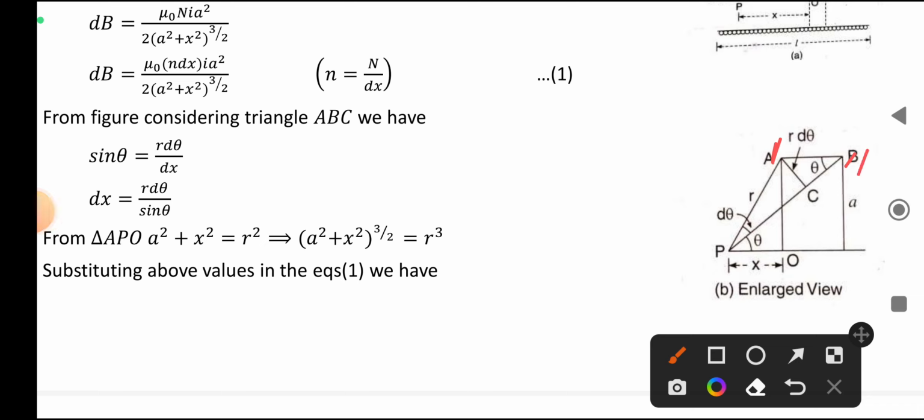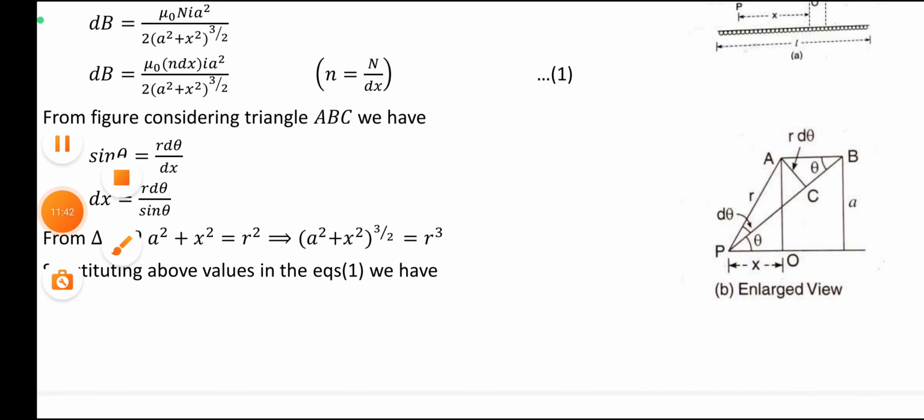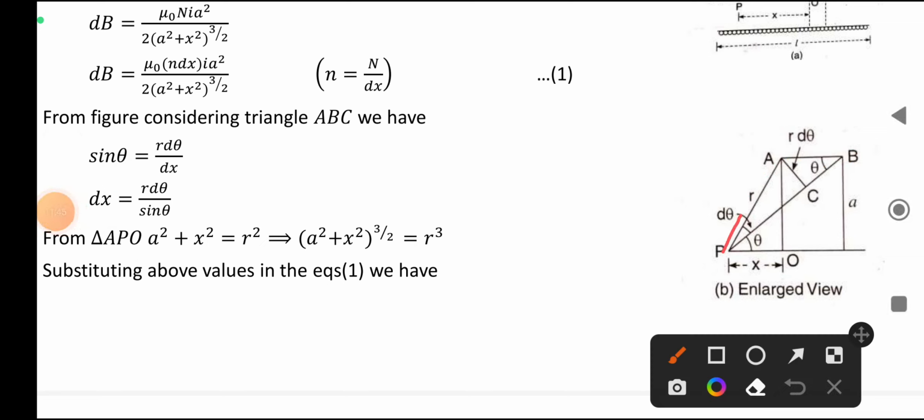Here it is 90 degrees. The distance from here to here is small r. If you take AC, not AB, AB we already know, its value is dx. AC we don't know yet. AC is an arc, so arc is equal to angle into radius. So the AC value we know: r d theta.